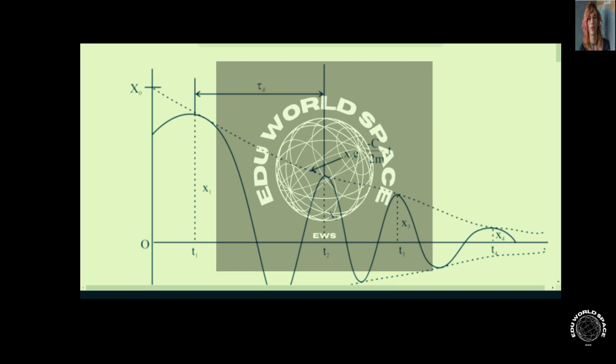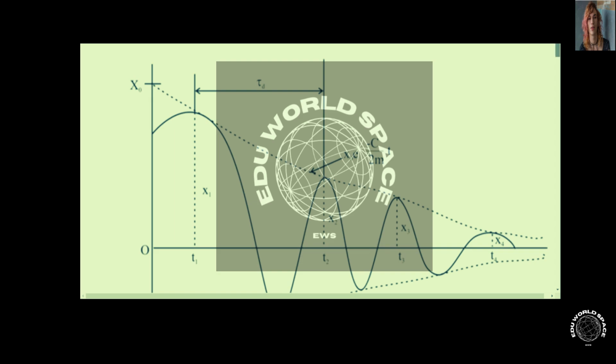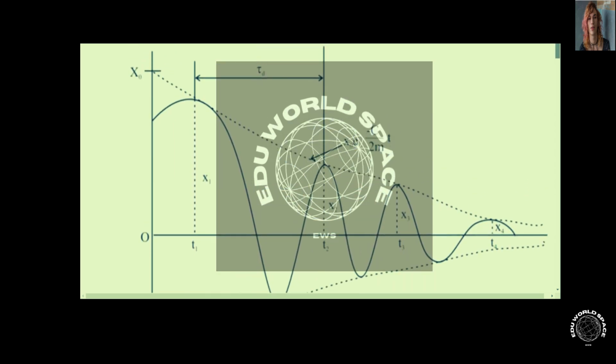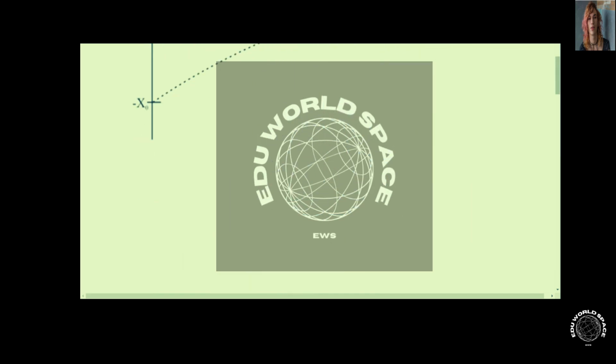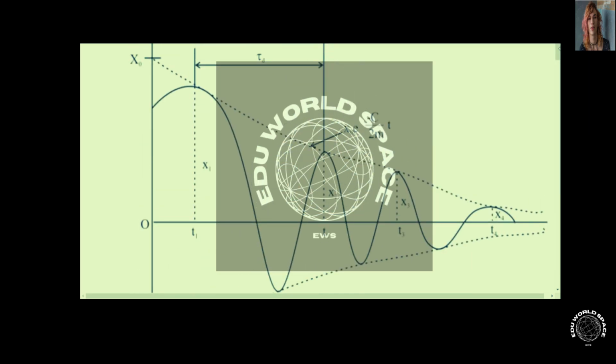Hi everybody. So we're looking at this figure right here, and I uploaded a giant one, but let's bring it down a little bit. We want to show the ratio of any two successive maximum displacements, x naught and x n plus 1, is a constant, and the natural logarithm of this ratio is called the logarithmic decrement.